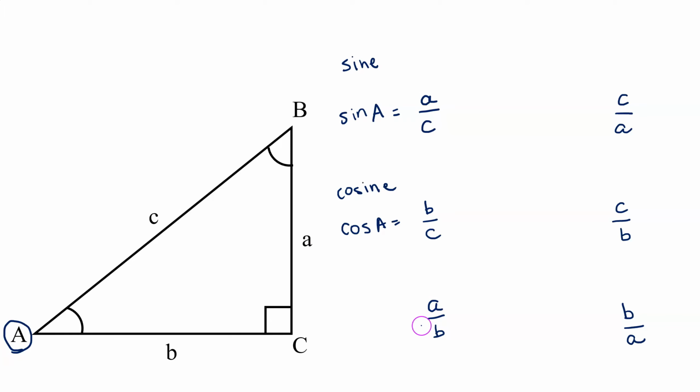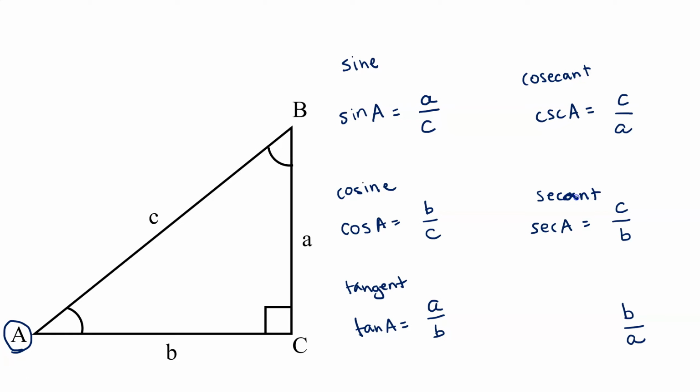The ratio of A over B, we call that tangent. We abbreviate it tan, but it's tangent. C over A, we call that the cosecant of angle A. And then the next one, C over B, we call that the secant of angle A. That's S-E-C-A-N-T. And then finally, B over A, we call that the cotangent of angle A.